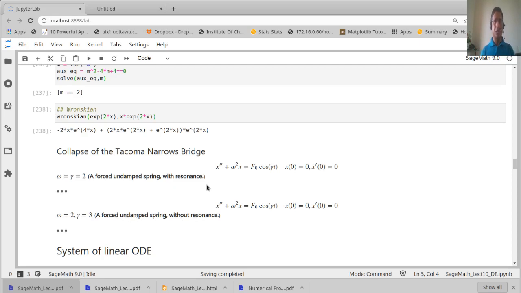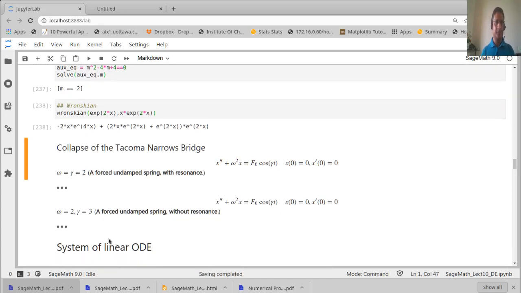I'm sure you must have heard about the collapse of the Tacoma Narrows Bridge, which collapsed 4 years after its inauguration. Initially there were a few models, and this equation to some extent explains why this incident happened.